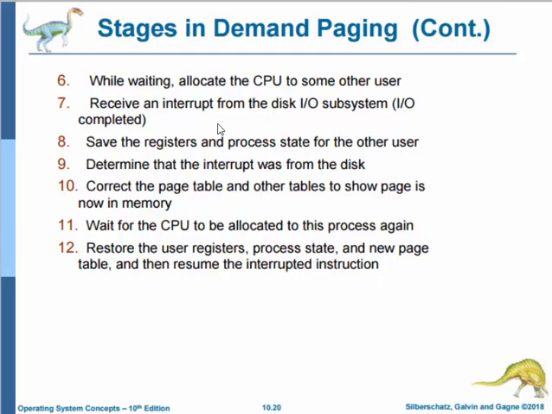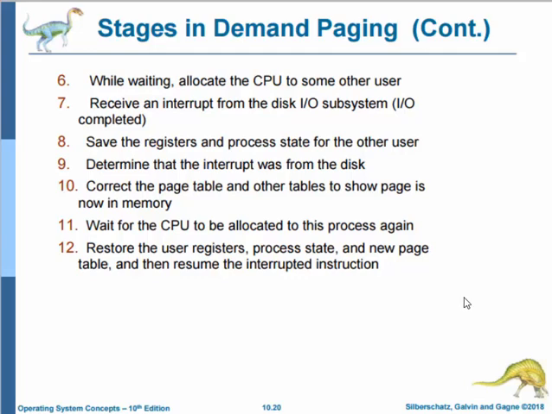7, receive an interrupt from the disk input-output subsystem when the input-output is completed. Number 8, save the registers and process state for the other user. 9, determine that the interrupt was from the disk. 10, correct the page table and other tables to show the page is now in memory. 11, wait for the CPU to be allocated to this process again. And lastly, number 12, restore the user registers, process state, and new page table, and then resume the interrupted instruction.